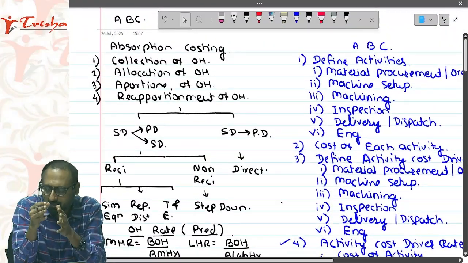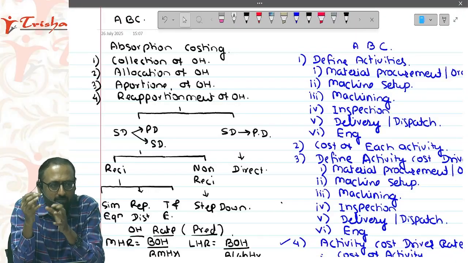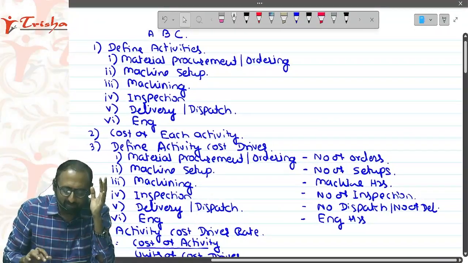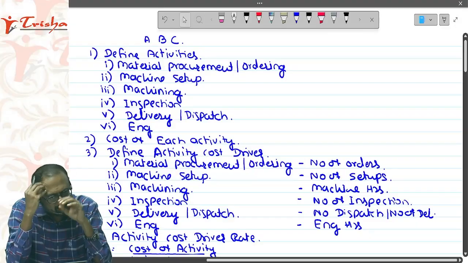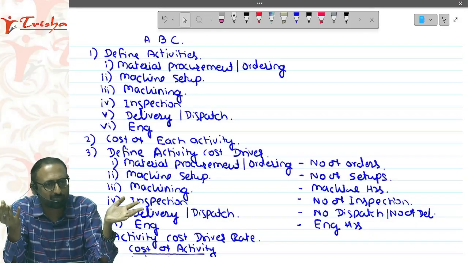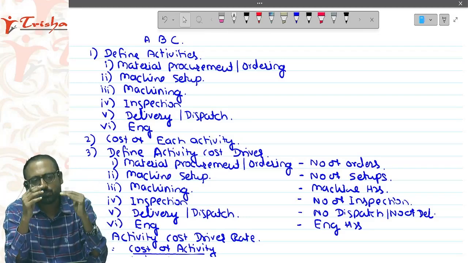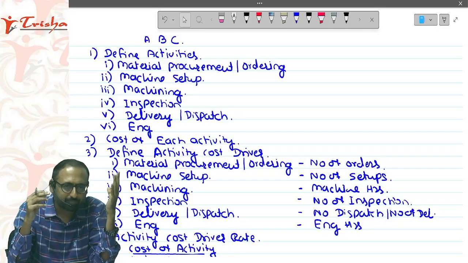Now let's see the steps you are going to follow in the case of activity based costing, ABC. Under ABC, the first step is to define the activities. As a shortcut, remember that activities are the steps you perform right from procurement of the material till delivery of the goods and customer service. Whatever steps you perform where you incur cost, those steps are called activities.